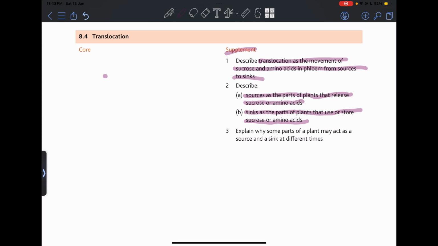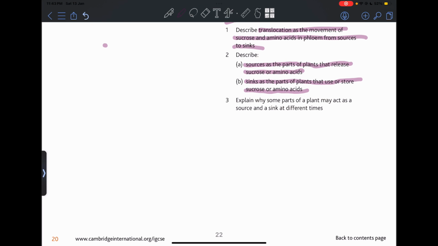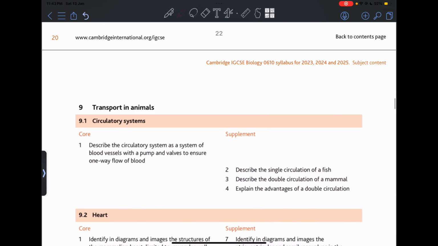This is basically memorization. Number 3 says explain why some parts of a plant may act as a source and a sink at different times. So sometimes in the plant, the root, in the winter, for example, when there is no sun, may actually break down some of the starch stores and provide energy for the rest of the plant. But sometimes the root in the summer will actually be a sink, which means it uses up the energy. So it will be a sink in the summer because it will be requiring energy from the photosynthesis that occurs in the summer. So different times may actually differ from being a source and a sink.